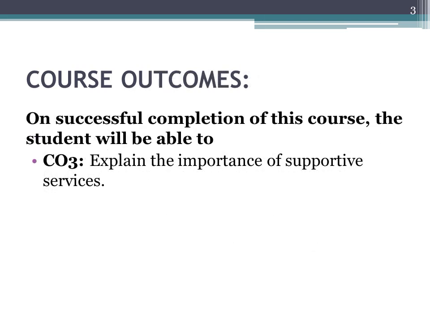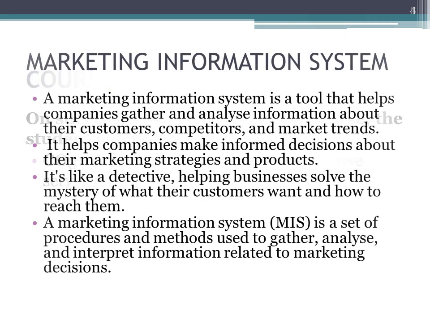Outcomes for Unit 3. On successful completion of this course, the students will be able to explain the importance of supportive services. Information system: a marketing information system is a tool that helps companies gather and analyze information about their customers, competitors, and market trends. It helps companies make informed decisions about their marketing strategies and products. It's like a detective helping business solve the mystery of what their customers want and how to reach them.